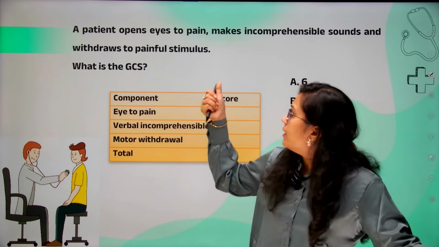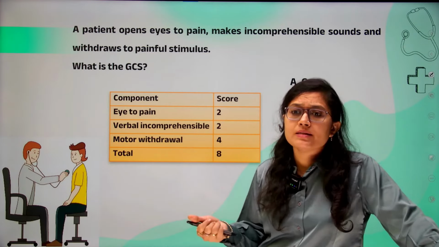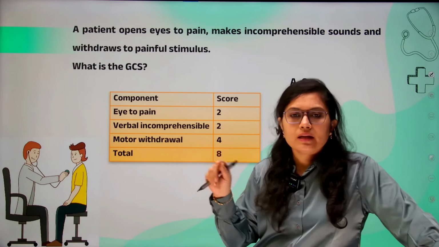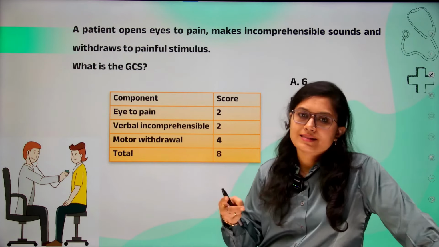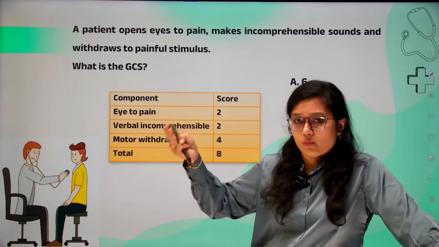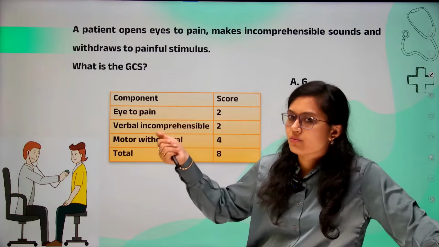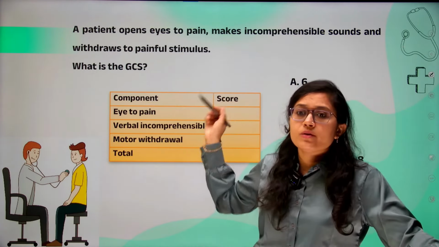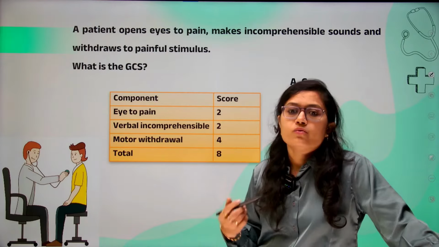Fine. Then we have makes incomprehensible sounds. Which grade was incomprehensible sounds? Grade 2. 1 was no response in verbal, 2 was sounds, 3 was inappropriate words. Fine, so 2 is incomprehensible sounds. And withdraws to painful stimulus. Which was withdraws? 4. Yes.